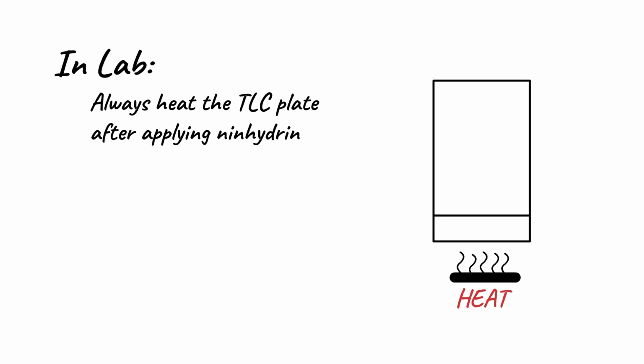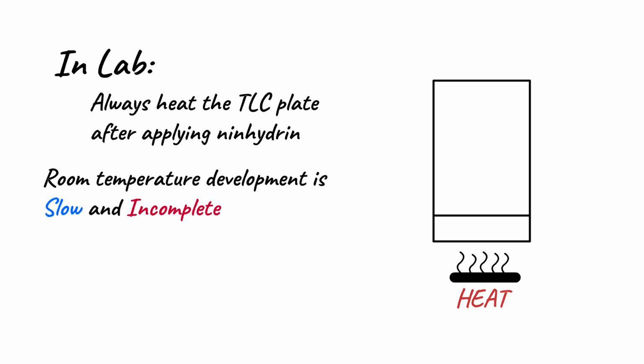In the lab, always heat the plate after applying ninhydrin. Room temperature development is slow and incomplete. Heating the plate gives you sharp and intense spots. Ninhydrin staining is destructive, so once you heat the plate, the compound is chemically altered.